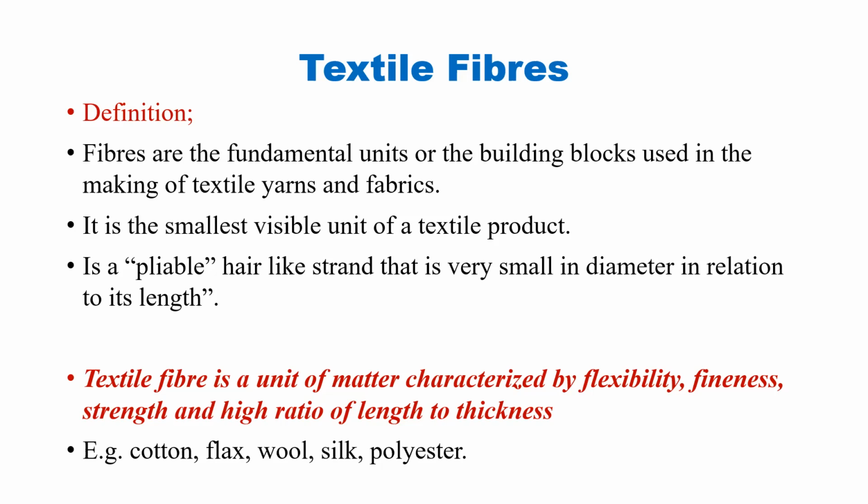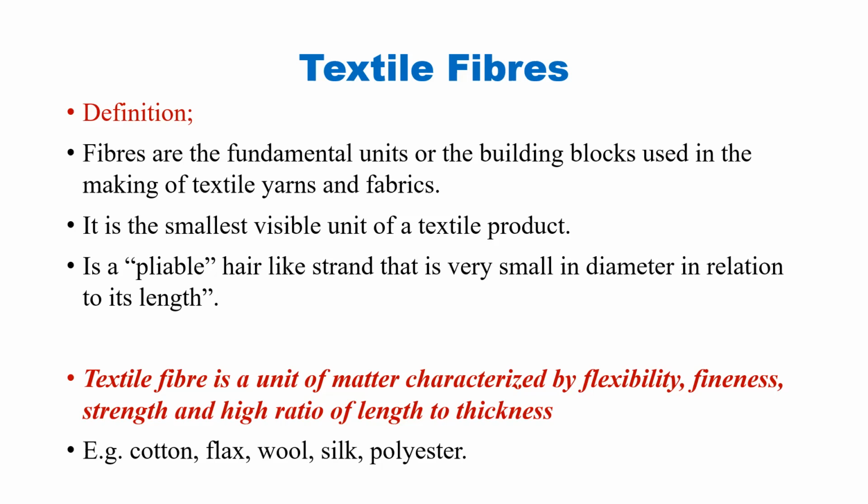So here we can take an example like your hair. When you pick one of your hair, the length as compared to the diameter is longer. So that is the simplest explanation that I can give. A fiber is the smallest visible unit of a textile product, and it's a pliable hair-like strand that is very small in diameter as compared to the length.